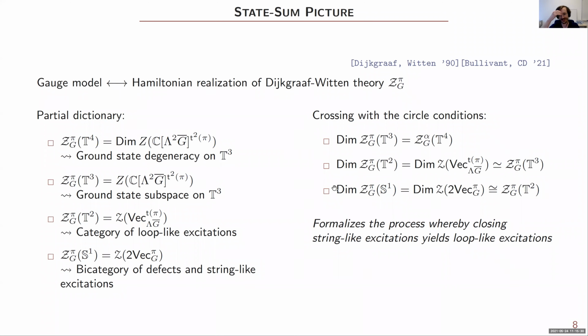The last crossing with the circle condition is the interesting one. There is also a notion of dimension for a higher category, which we computed. And maybe as expected, what we find is precisely the category assigned to the two-torus. Remember that this latter category is the one encoding the loop-like excitations, while the higher category is the one encoding the string excitations. So this condition gives us a clear relation between the mathematical structures associated with string and loop-like excitations.